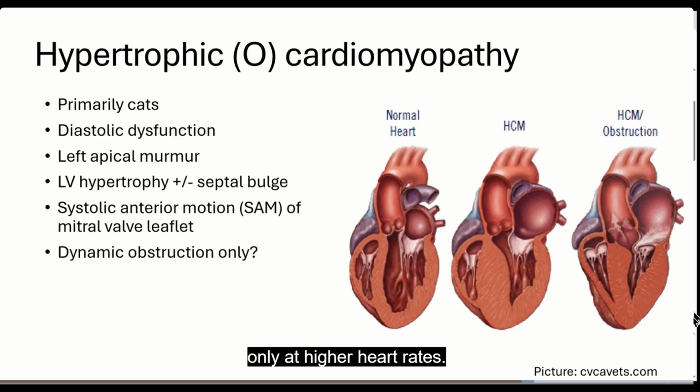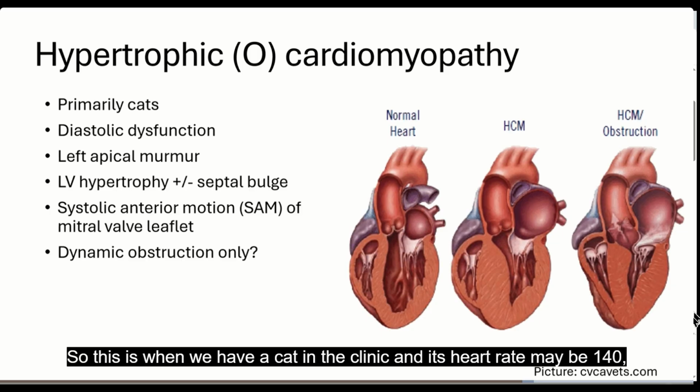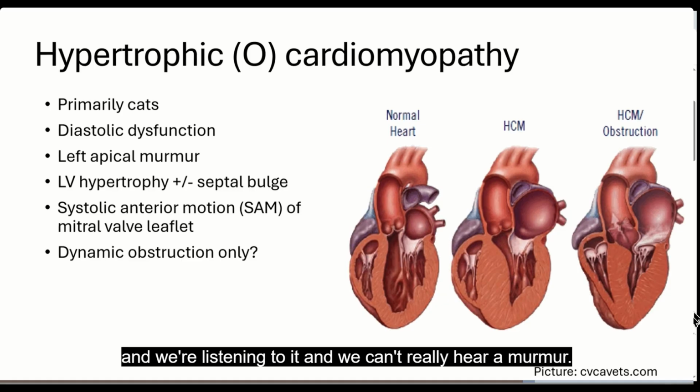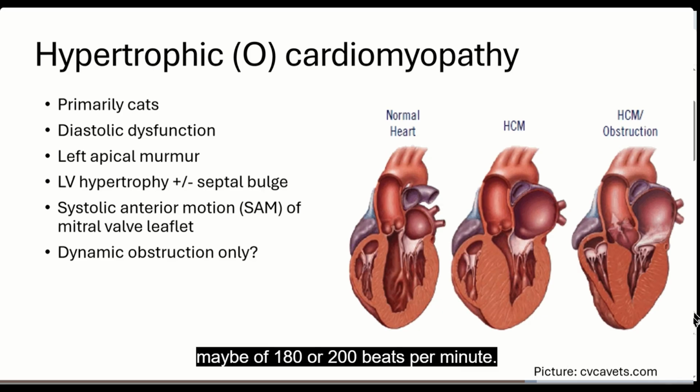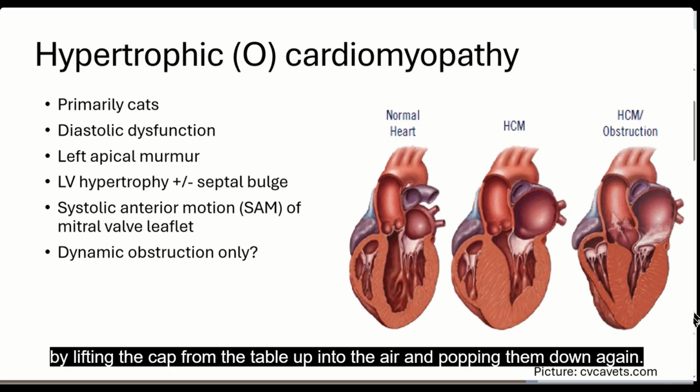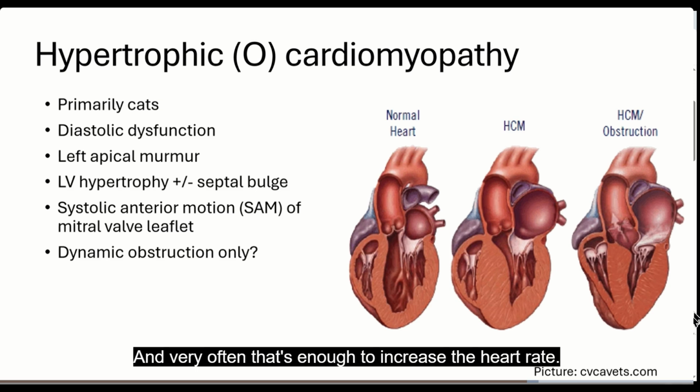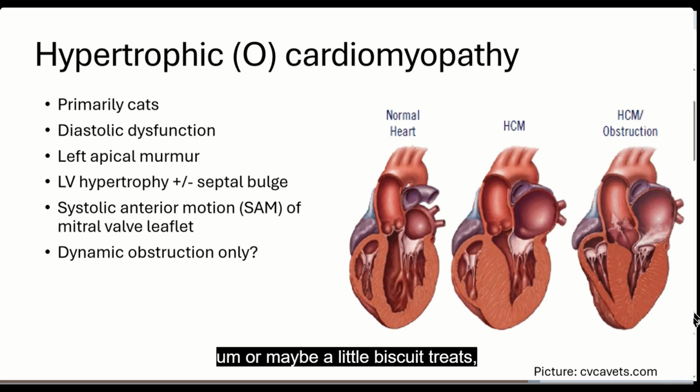So this is when we have a cat in the clinic and its heart rate may be 140, and we're listening to it and we can't really hear a murmur. It's really important to try and raise the heart rate of your cat and then listen again at a higher heart rate, maybe 180 or 200 beats per minute. This can be achieved quite simply by lifting the cat from the table up into the air and popping them down again. Very often that's enough to increase a heart rate. Another way of doing it is to present cat liquid treats or maybe little biscuit treats and get them excited, if they present to you with a lower heart rate.